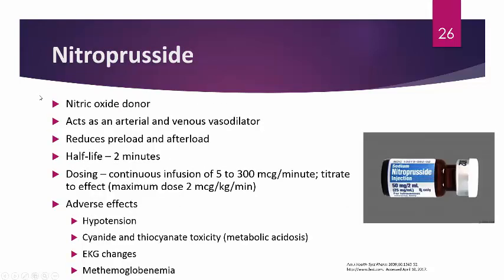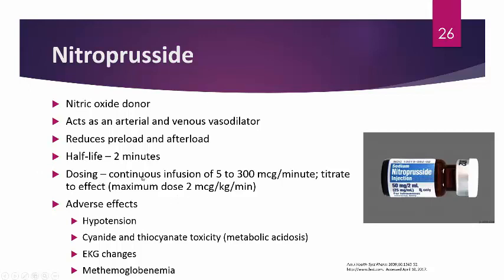The last vasodilator we'll talk about is Nitroprusside. It is a nitric oxide donor, and as a result, it acts as an arterial and a venous vasodilator. And this reduces preload as well as afterload. Like a lot of the other agents we've talked about, the half-life is only about 2 minutes, so very, very short. As a result, you don't have to bolus dose it.